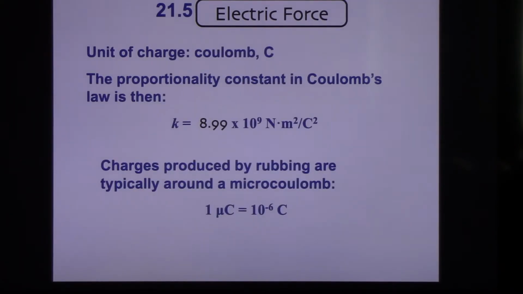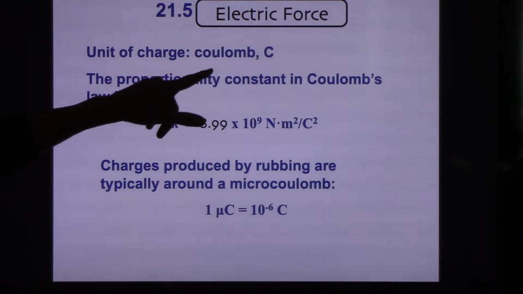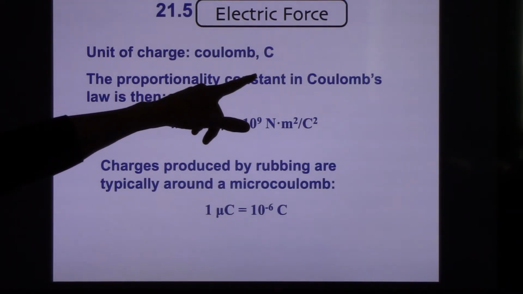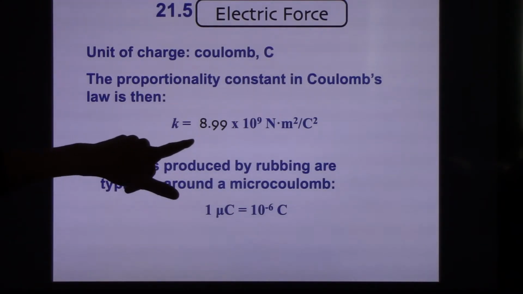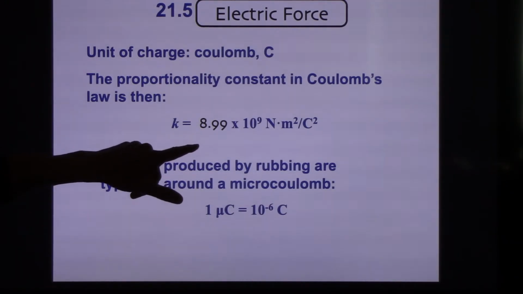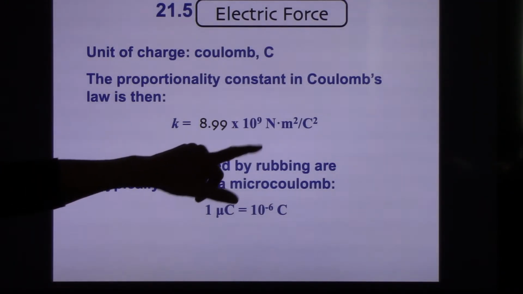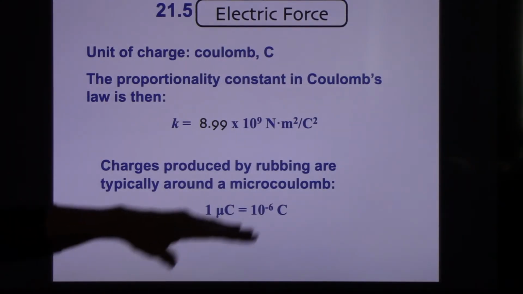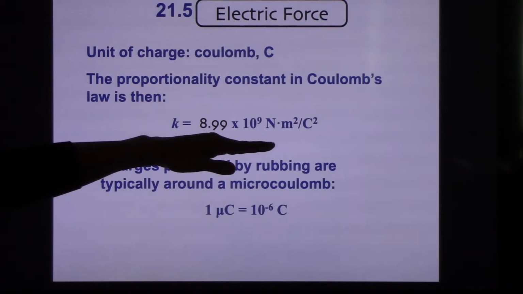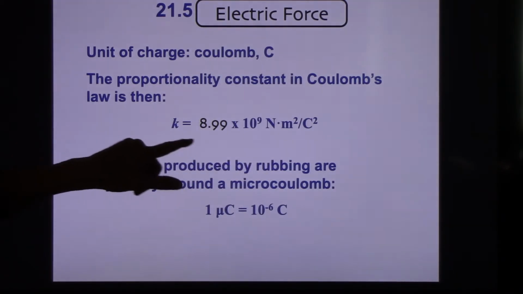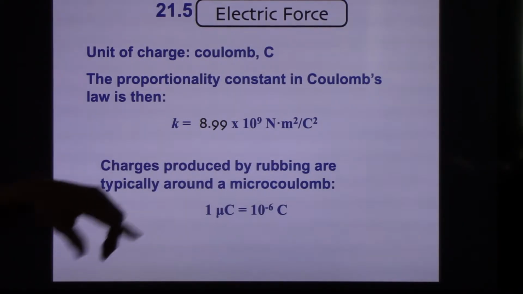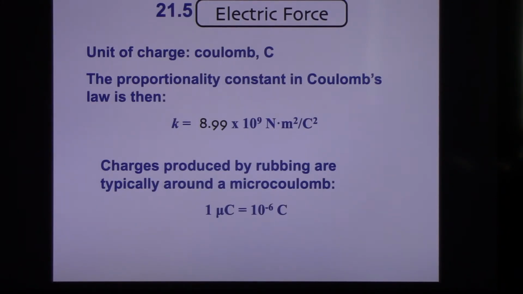Okay, one more of these slides here. Electric force: the unit of charge is called a coulomb. The symbol we use is a big C. The proportionality constant, the force constant, is 8.99 times 10 to the 9th newtons meters squared per coulomb squared. I'm going to include that number and write it out explicitly in a lot of examples because you want to get used to that number. That little k is going to show up in pretty much every calculation we do dealing with electric forces, electric fields, magnetic forces, and magnetic fields for the next 12 weeks.